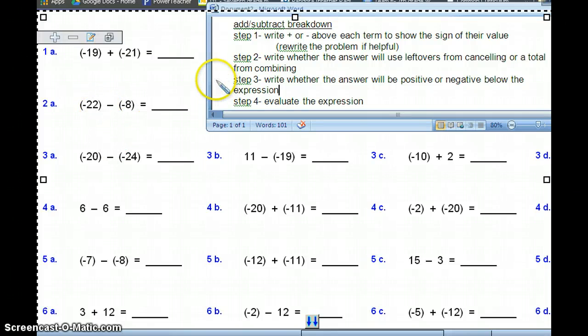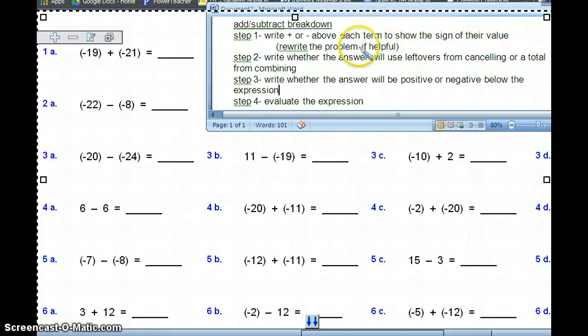Okay, what we're going to work on is addition and subtraction with integers. And what I'm going to try to help you see is that I really don't even process subtraction. I look at my addition and subtraction with integers as the sign of each term, and then I use that to guide me through to my answer.